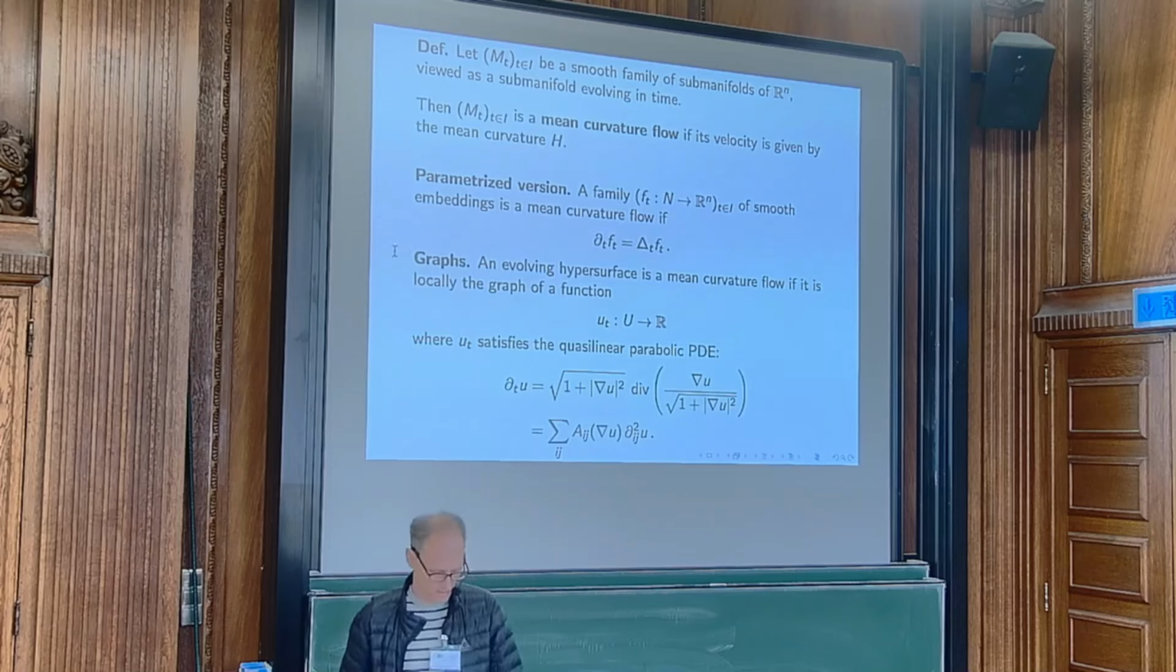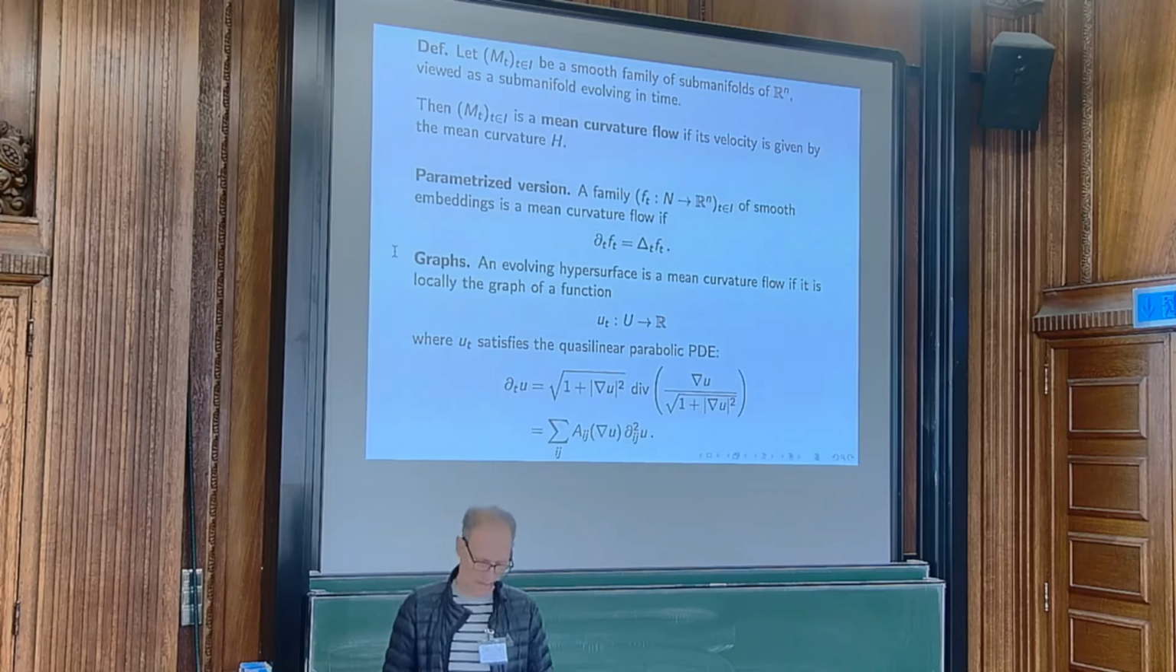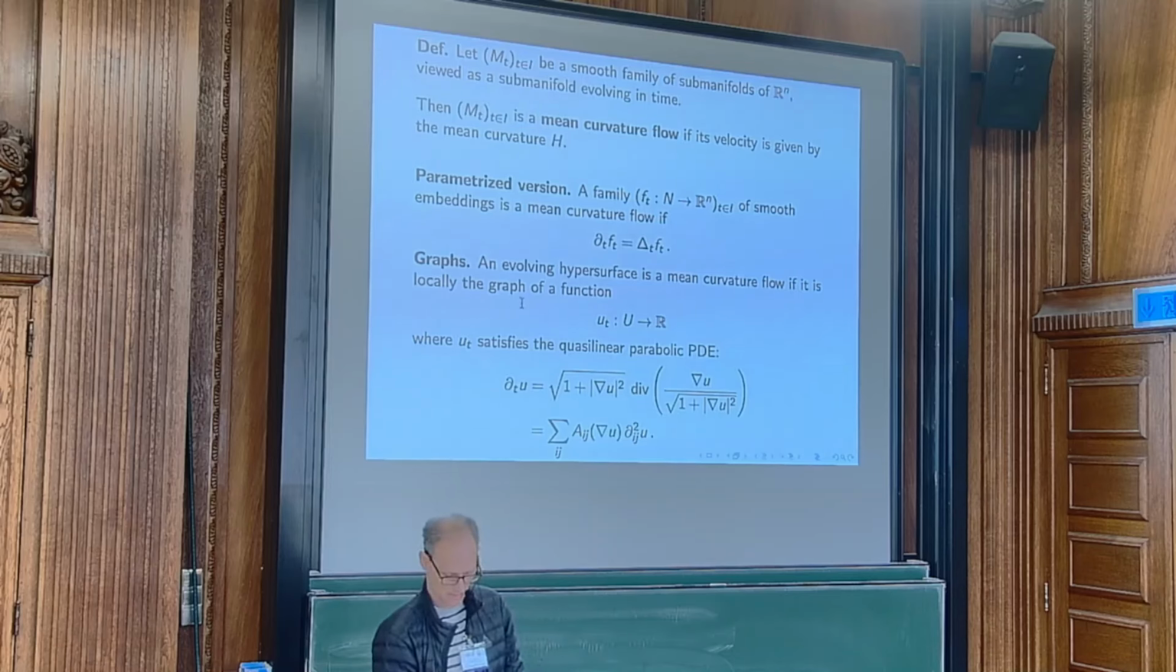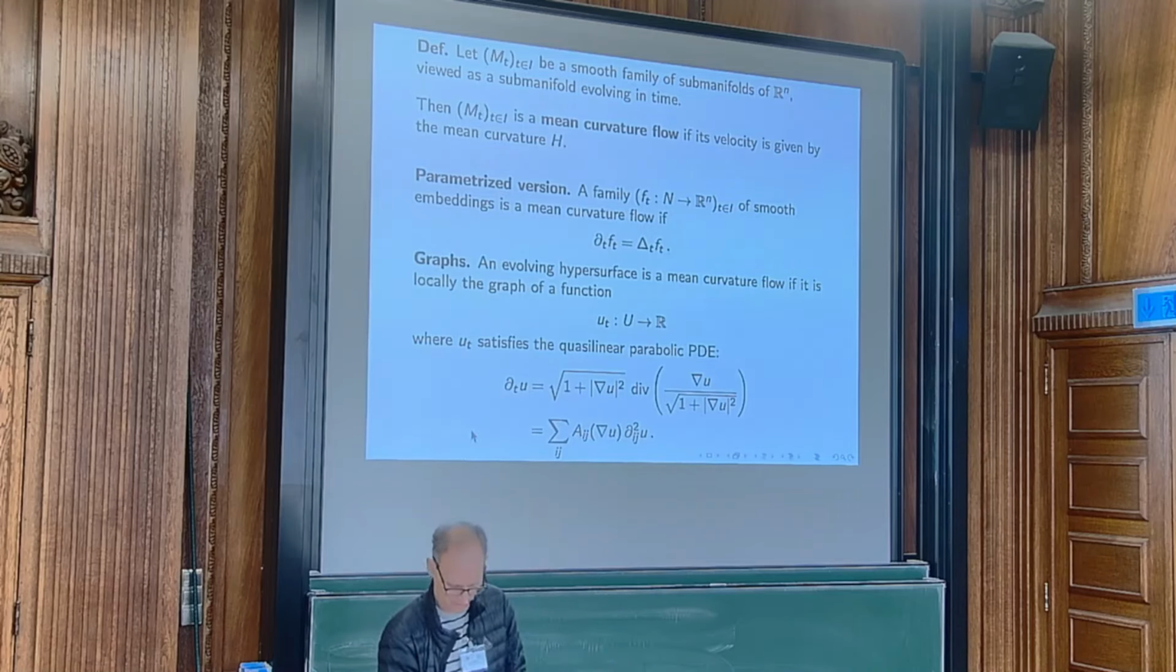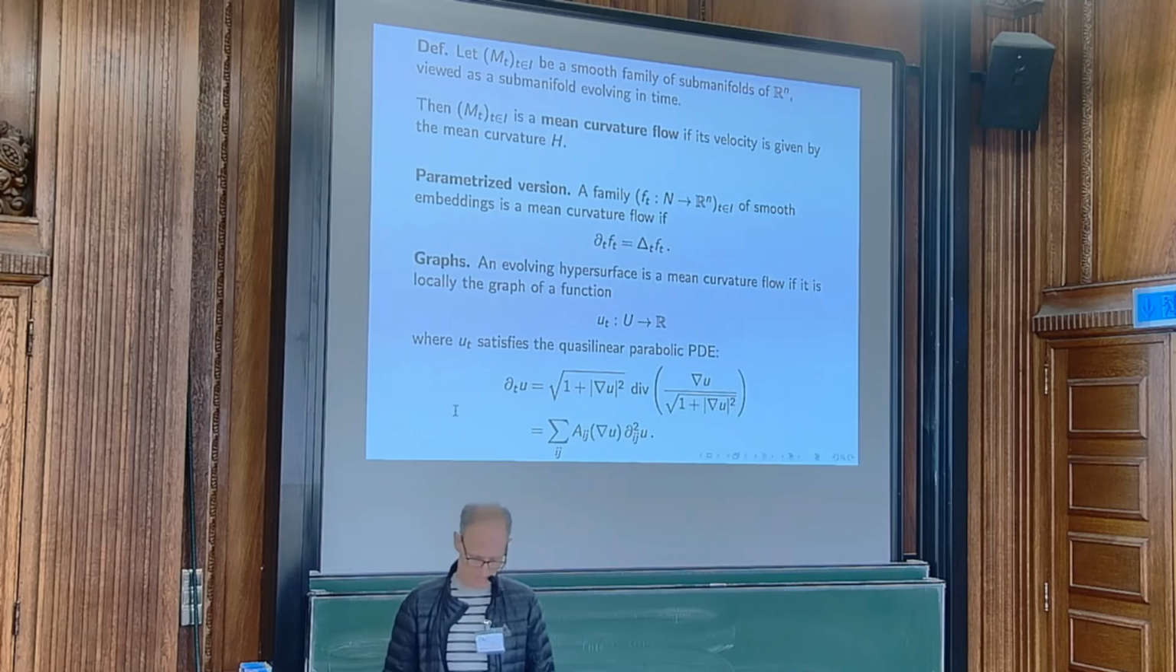Another vantage point: if you think locally about mean curvature flow, say in the case of hypersurfaces, locally an evolving hypersurface is the graph of an evolving function. So it's the graph of some function u_t defined on some open set, and the graph of this time-dependent function is a mean curvature flow if and only if it satisfies this PDE. The time derivative of u is given by this expression. The main point is that it's a linear combination of second derivatives where the coefficients depend on the first, and this gives you a parabolic equation. This right-hand side satisfies an ellipticity condition, so analytically, this behaves like a heat equation.